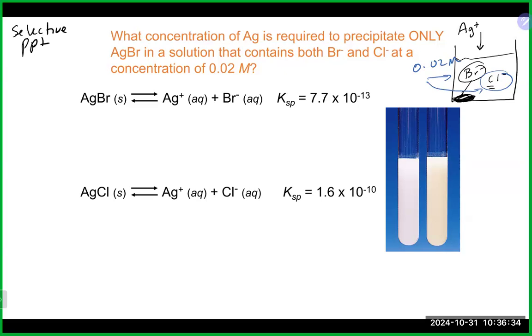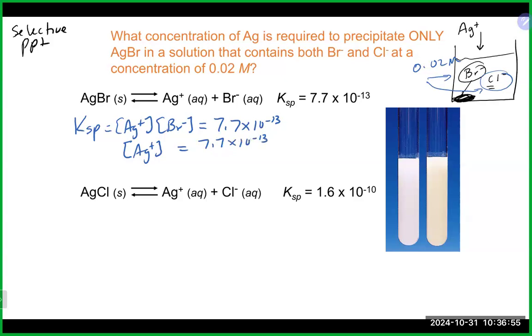So we could actually use our KSP expression here, say for our first one. Our KSP would be the silver concentration times the bromide concentration, and that would equal 7.7 times 10 to the minus 13. Now I am looking for the silver concentration. So if I take the KSP and divide by the bromide concentration, and again, I do have that number, which is the 0.02 molar, that would tell me that the silver concentration here would be about 3.9 times 10 to the minus 11 molar.